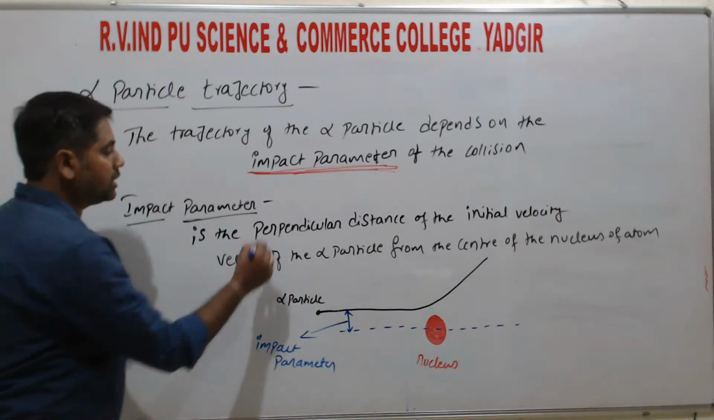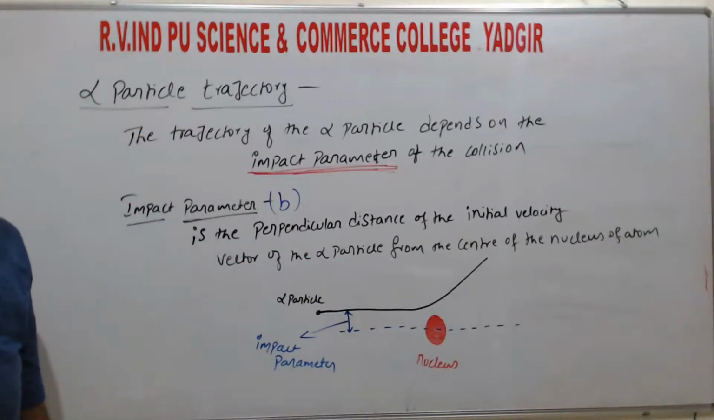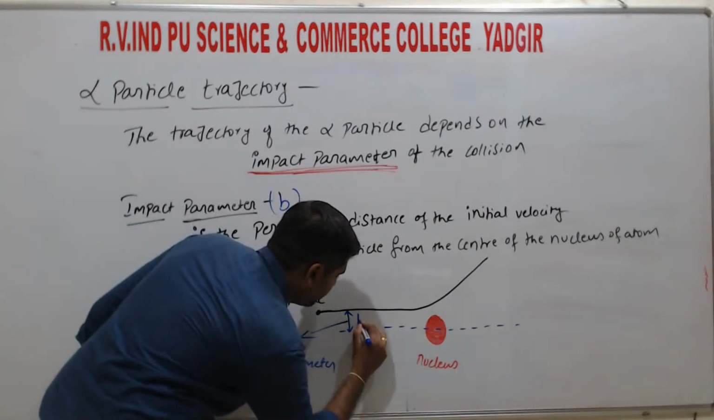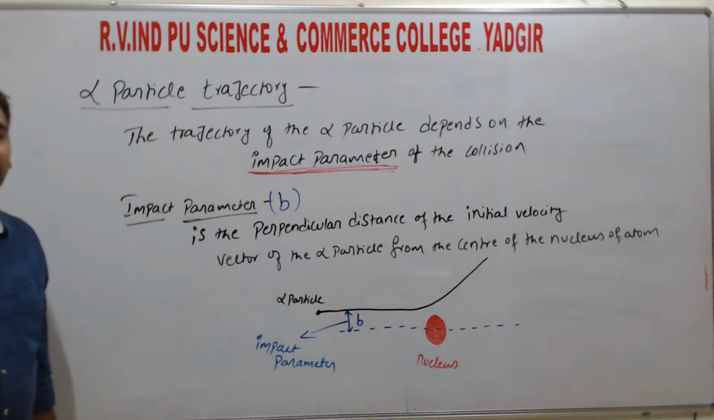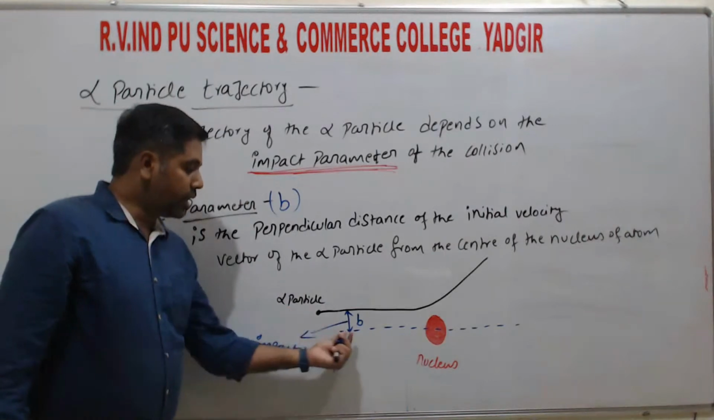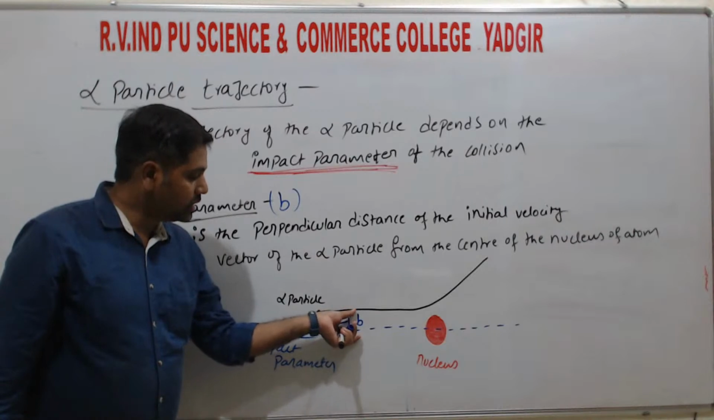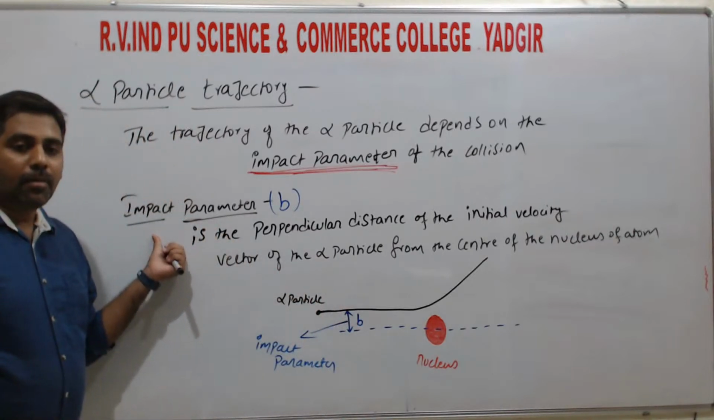So impact parameter is denoted by the symbol B, right? So this distance can be represented by B. That is the perpendicular distance of the initial velocity vector of the alpha particle from the center of the nucleus of the atom. So that distance we call the impact parameter.